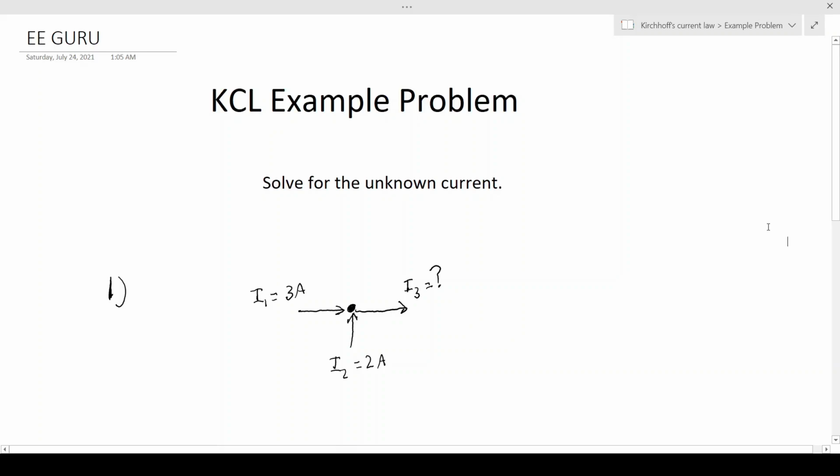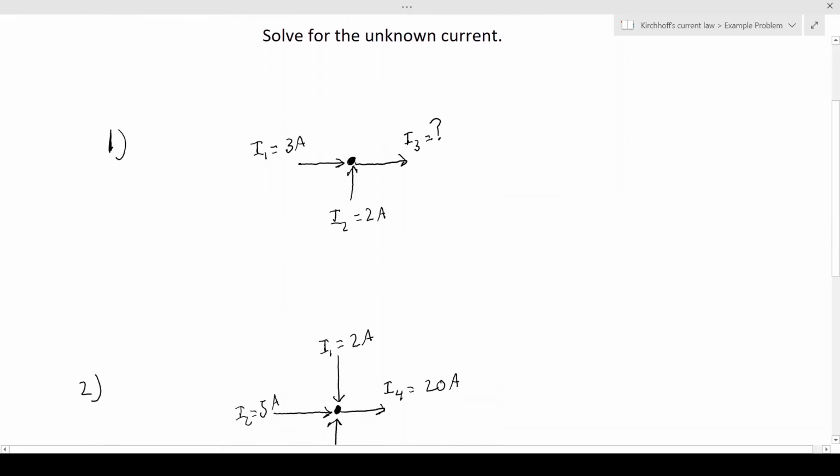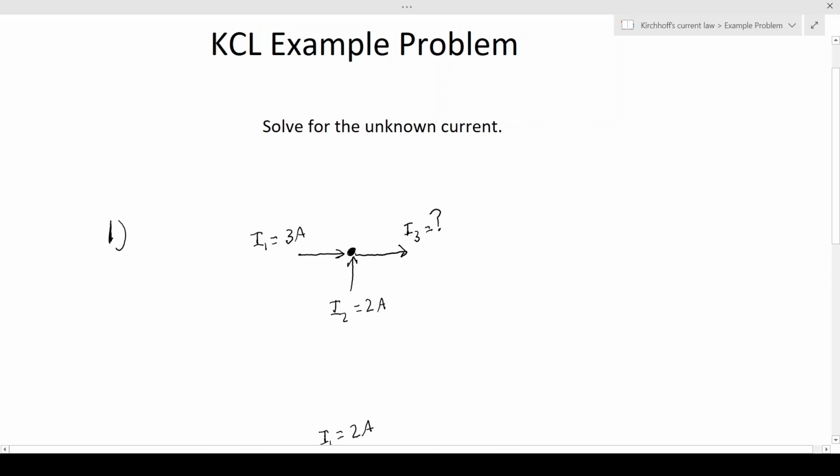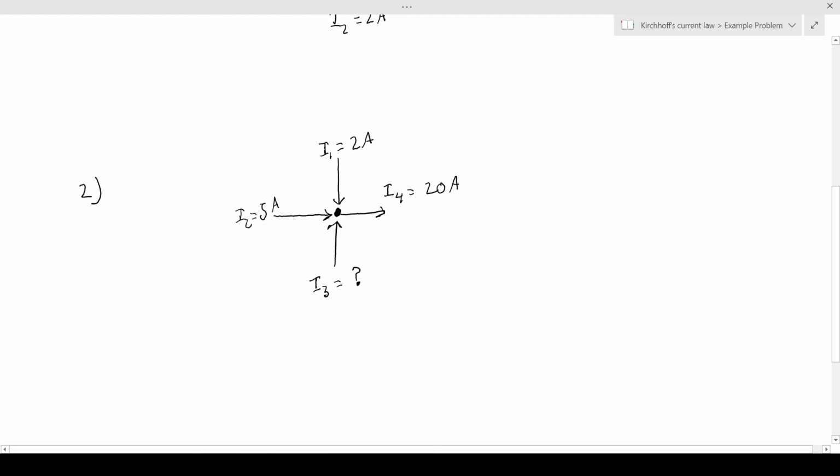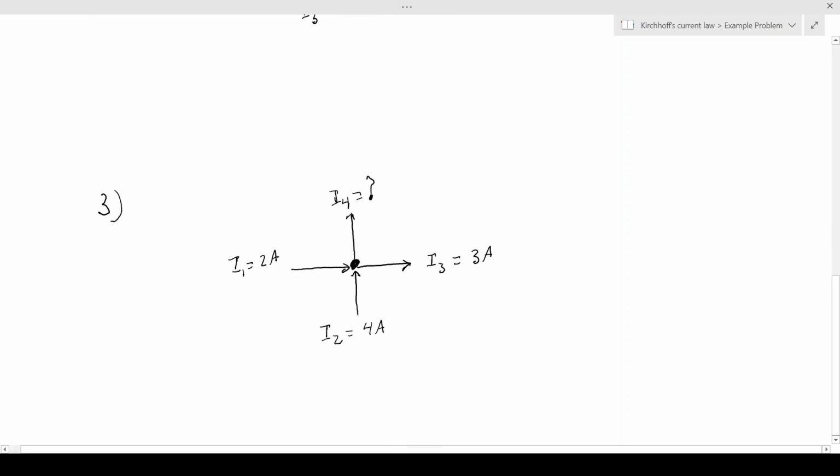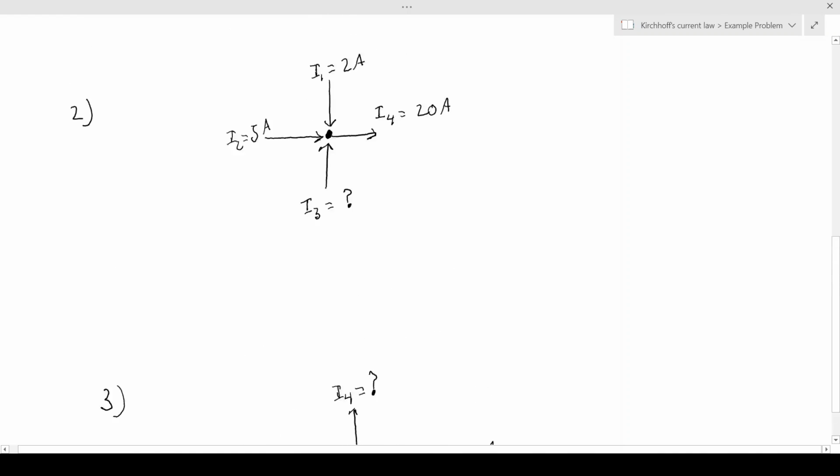I am the EE Guru, and this is a continuation video from the previous Kirchhoff's current law video. In this video, we'll be working on 3 example problems. Each example problem has an unknown current that we have to solve for. In the first example problem, we have to solve for I3. In the second example problem, we also have to solve for I3. And in the third example problem, we have to solve for I4.